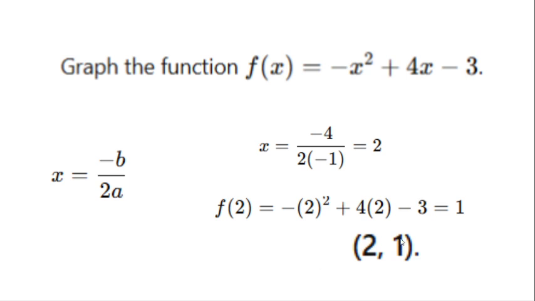So okay, and by the way, since a equals 1, the parabola opens upwards.